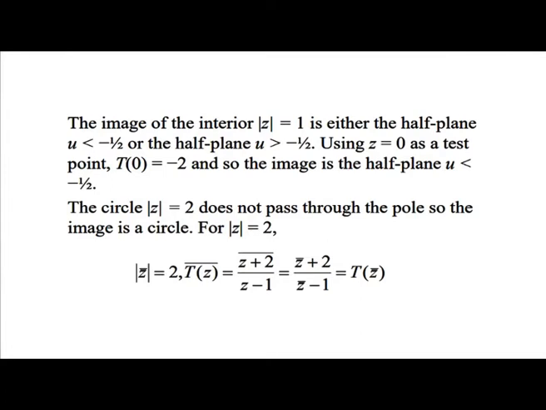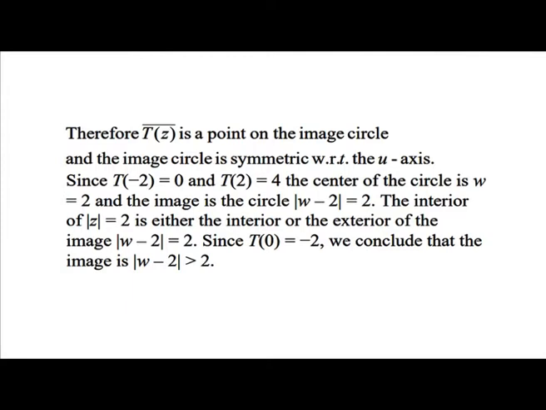So, here in this case |z| = 2 does not pass through the pole, so it maps onto a circle. To find its image of |z| = 2, we consider T(z̄), that is (z̄ + 2)/(z̄ - 1), the whole bar, which is (z + 2)/(z - 1), which is your T(z) itself. So, T(z̄) is a point on the image circle, and the image circle is symmetric with respect to the u axis.